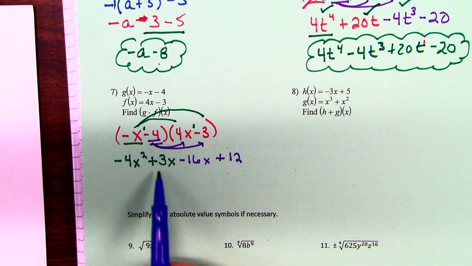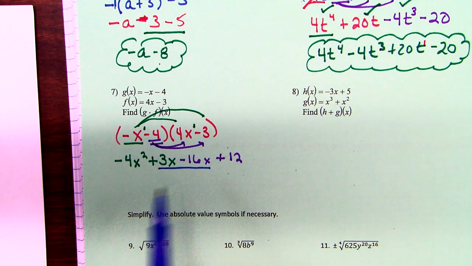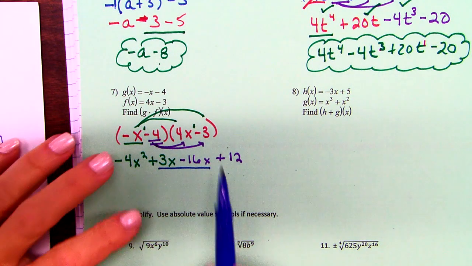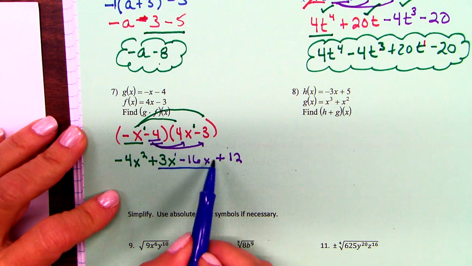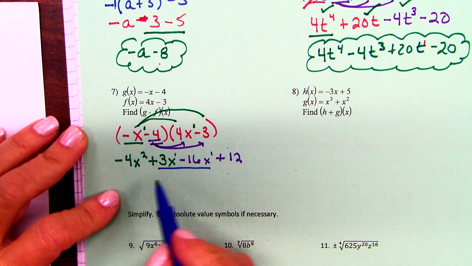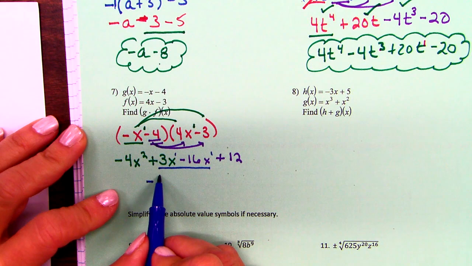Put what together? He says them two. He goes them two. Yeah, the two in the middle, right? Because they're like terms. You can combine them. You're right, Dylan. You are right.